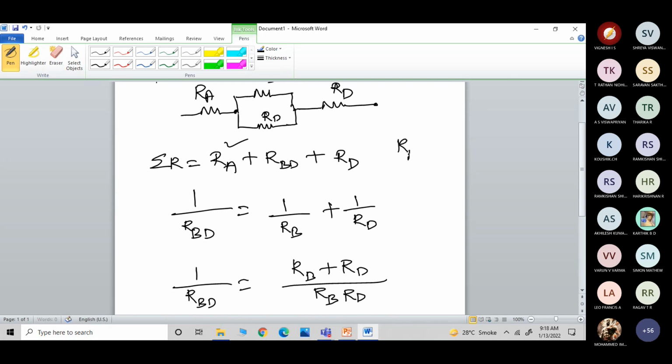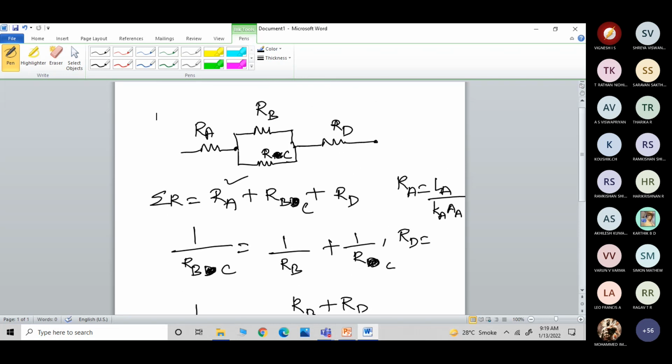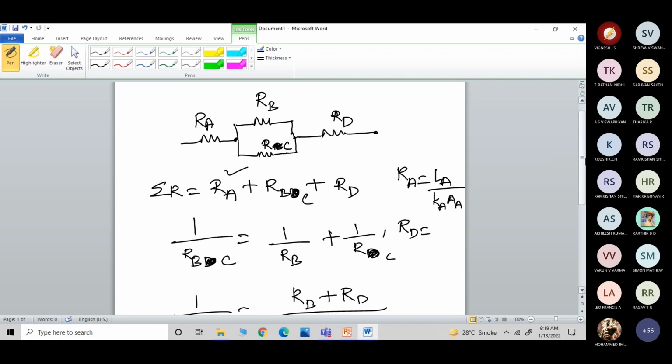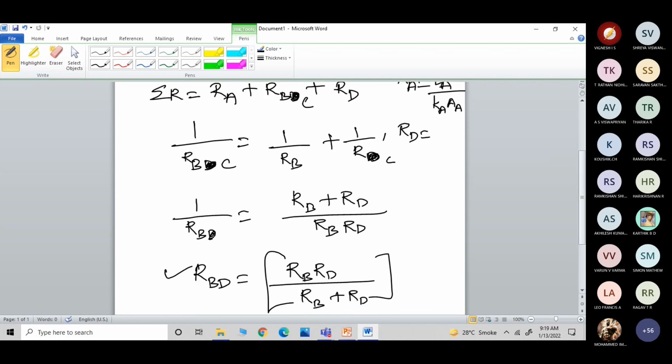And we already know what RA is. RA will be equal to LA divided by KA into AA. Okay, and similarly R suffix D also we know that, sorry, this is C. I have taken C. Assume this is C. I'm sorry, I have put a D here. RA, RB, RC, and then RD. Okay, and RBC, which is equal to, I think now it is correct. Am I correct? Yes, sir.